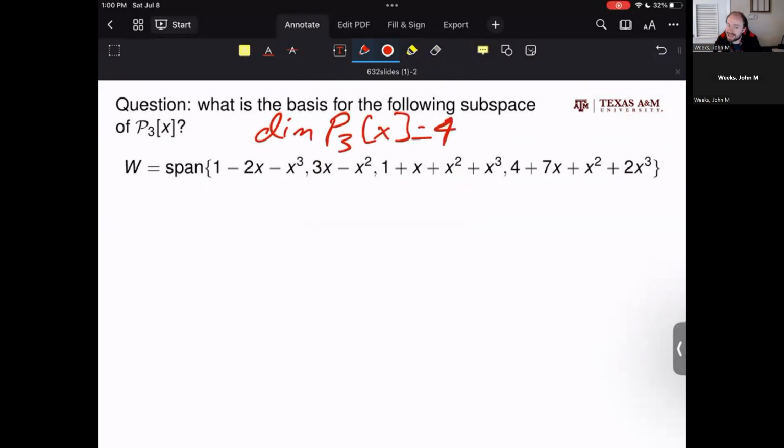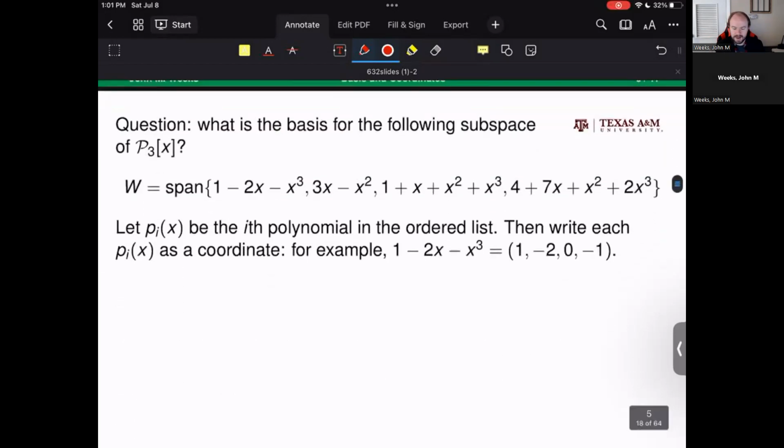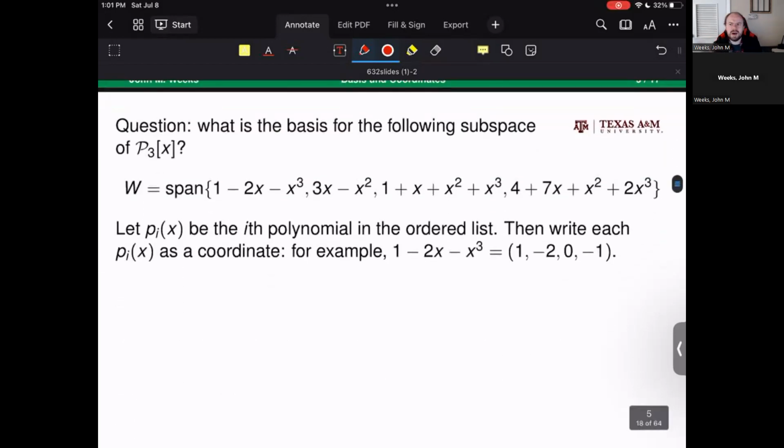Now, that doesn't mean that W is the entire space of P3. There could be some sort of linear dependence relation inside of here. Namely, one of these vectors could be redundant in taking the span. If that ever happens, we know that this could be dimension 3, 2, or even 1 with this sort of span going on. But let's go ahead and see if we can figure this out. We've already talked about how to take a subset of elements inside of a vector space and pare it down to make it a basis.